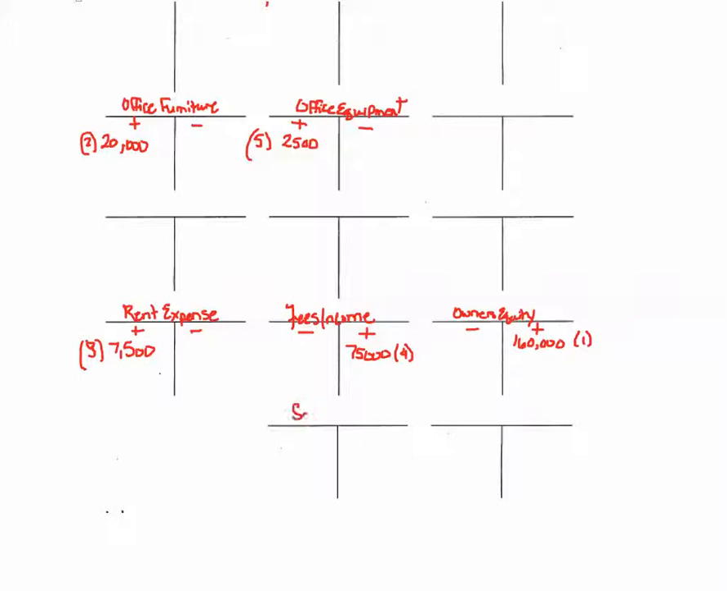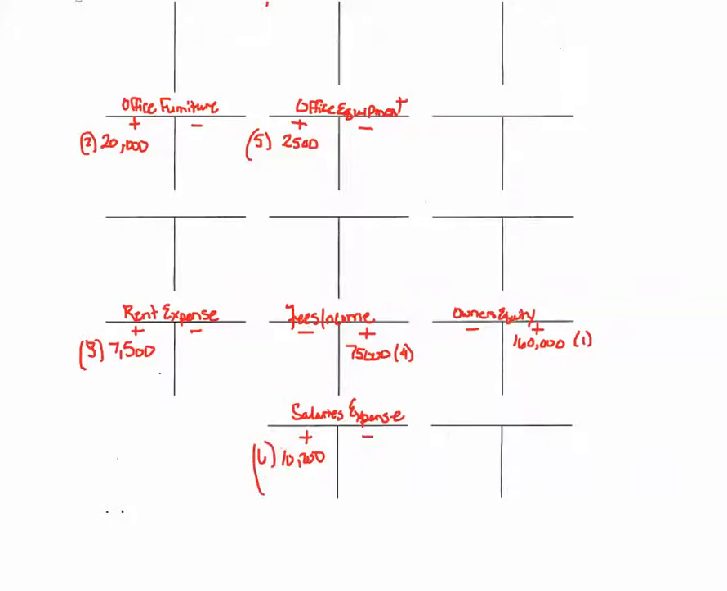So salaries expense, and that's going to be on the other side because our cash came out of the right hand side, so the salary expense is going to be on the left hand side, and that was $10,200, and that was item number 6.